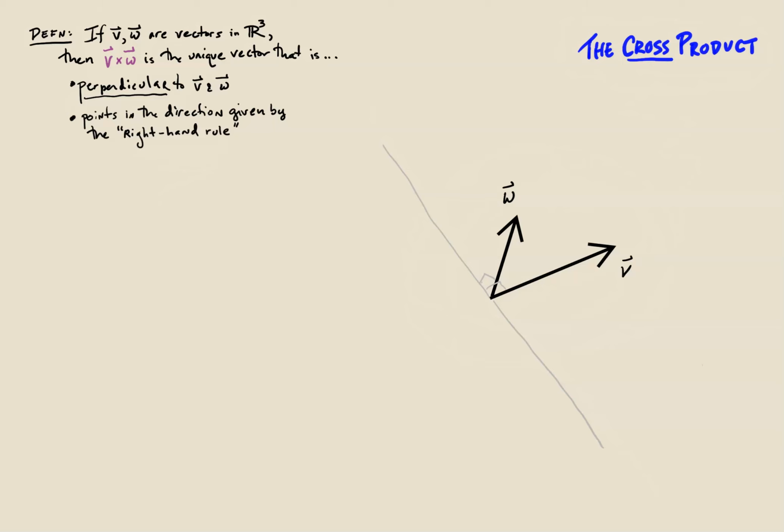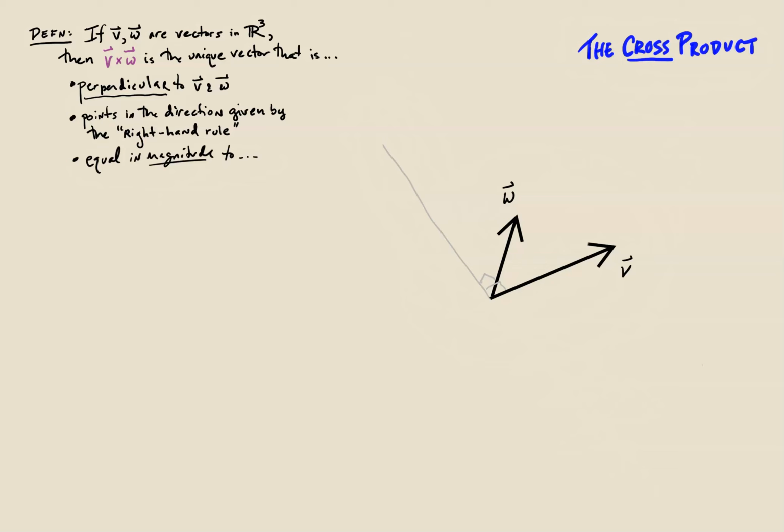When you do that, your thumb will be sticking up in vaguely this direction. The important point is that it is sticking up in this direction and not down here. The fact that your thumb, when you curl your fingers from V to W, is sticking in this general direction tells you which side of this line V cross W is going to lie on. It's going to be on this line and not on this one. But the question remains, what is the magnitude of V cross W going to be?